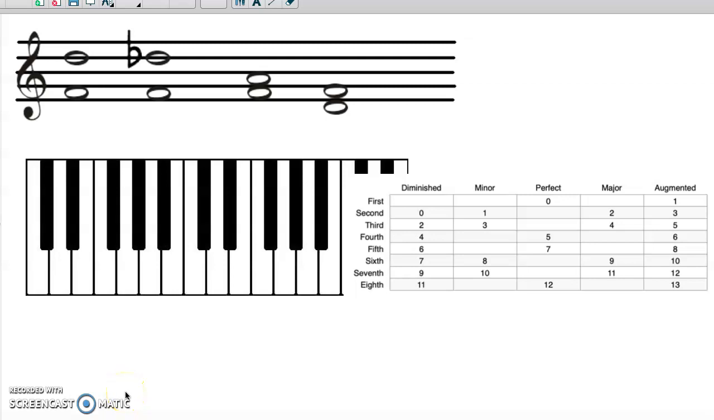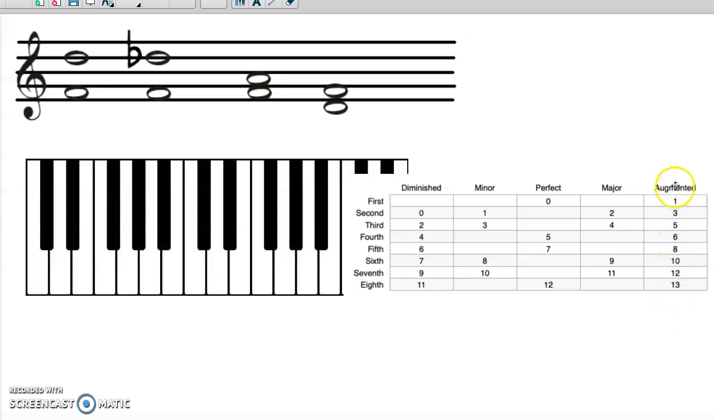Hey everyone, here is an example of how to determine the quality of the interval. If you look over at this chart, this is the chart that's on musictheory.net that I showed you in the last video. Diminished, minor, perfect, major, augmented. These numbers show the amount of half steps in between the notes.